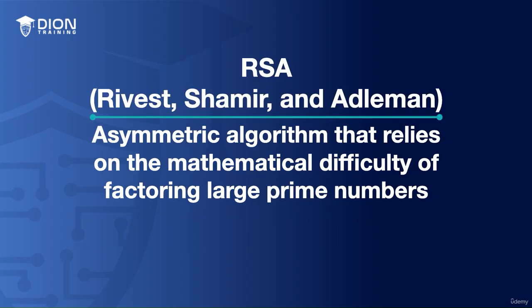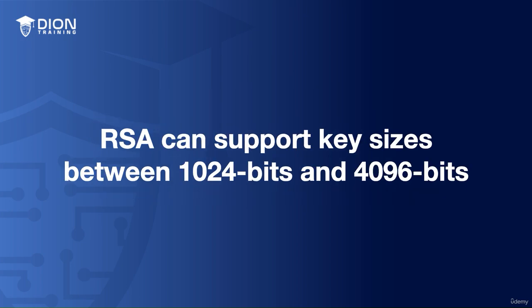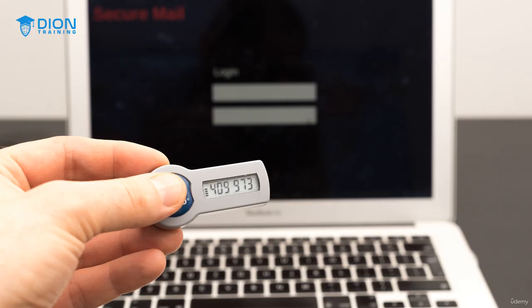RSA was named for its creators, Ron Rivest, Adi Shamir, and Leonard Adleman. RSA is widely used for key exchange, encryption, and digital signatures, and the algorithm itself relies on the difficulty of mathematically factoring large prime numbers, and this helps protect its public and private key pairs. RSA can support key sizes between 1024 bits and 4096 bits. Now, RSA is widely used in organizations around the world.